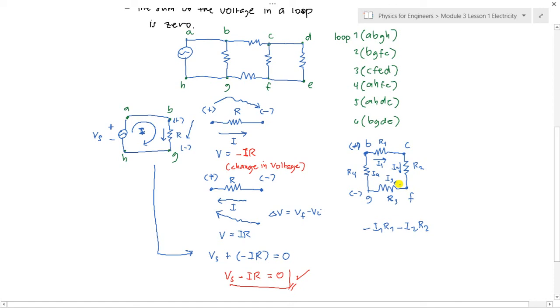Here I3 goes this way, this is the negative terminal, this is the positive. So since the direction is going that way, it is still negative. Minus I3 R3. Here I4, the direction there is from negative to positive. So it flips, unlike the others that is from positive to negative. So therefore, we now have plus I4 R4 is equal to 0.